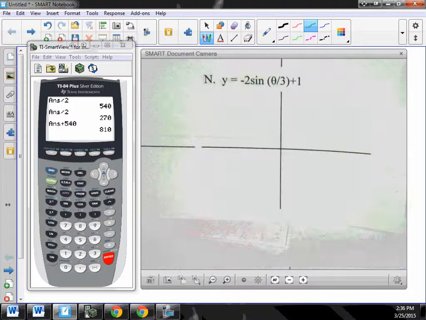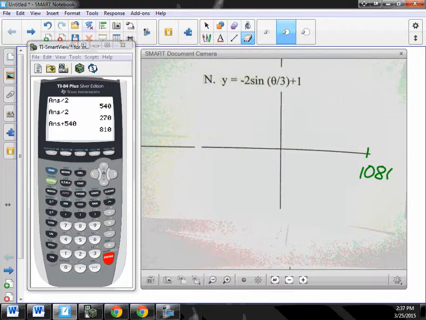Okay, what's going on here? Twice as tall, upside down, up 1, 3 times as long. So if we go around the circle 1/3 the normal speed, it will take 3 times as long to complete 1 full period. So 360 times 3 is 1080.